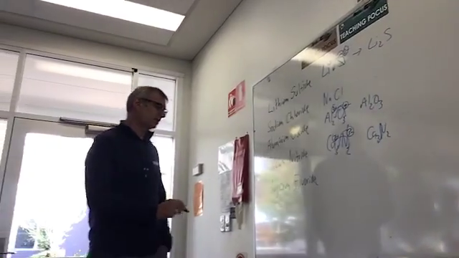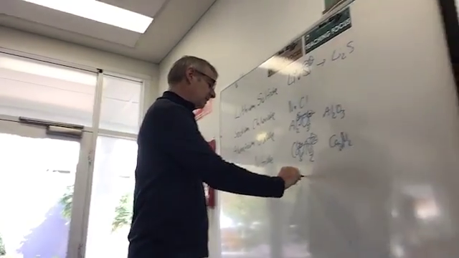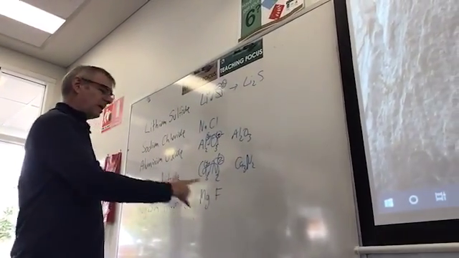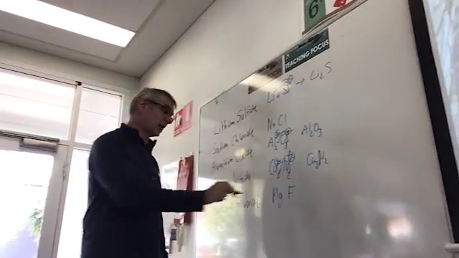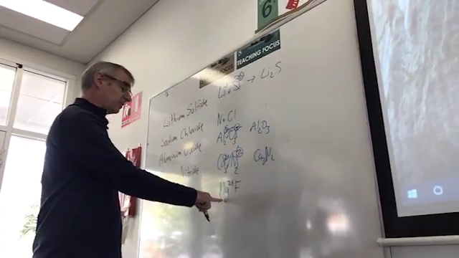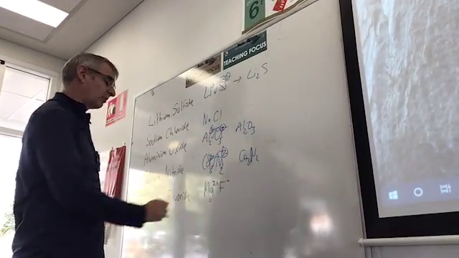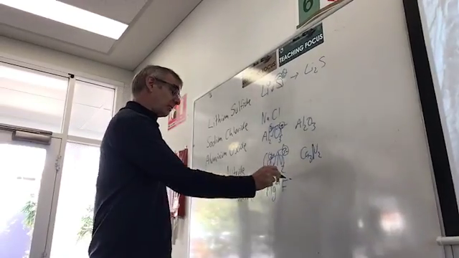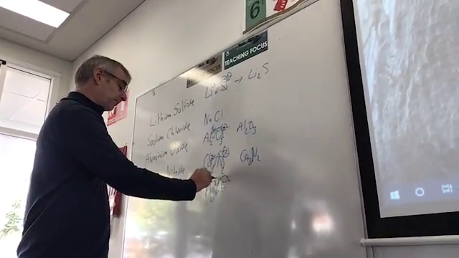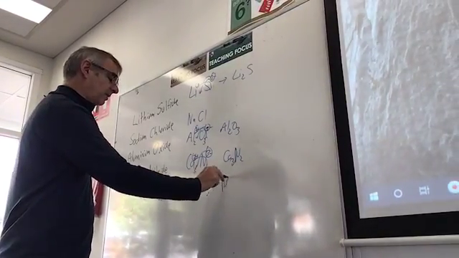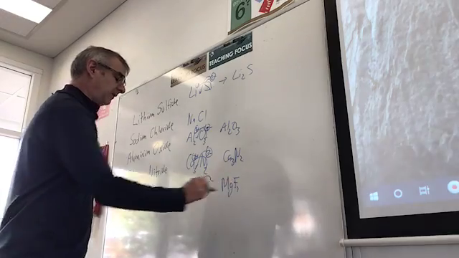All right. Magnesium fluoride is the last one. Magnesium's got a +2 charge. Fluoride, because it's in group 17, has a -1 charge. Again, swap and drop. So we end up with MgF2.